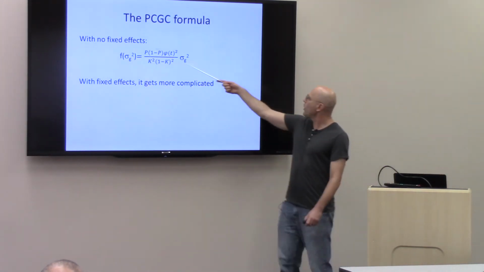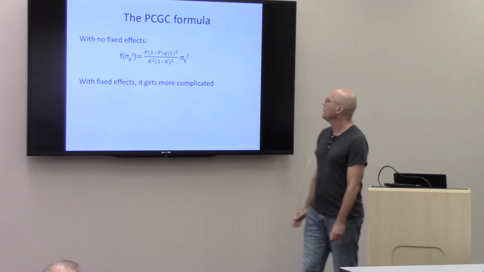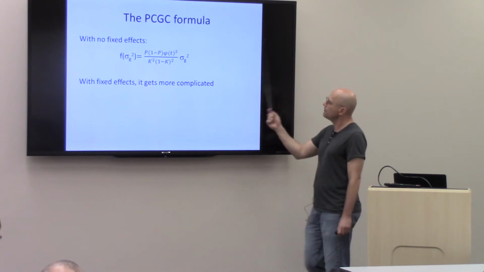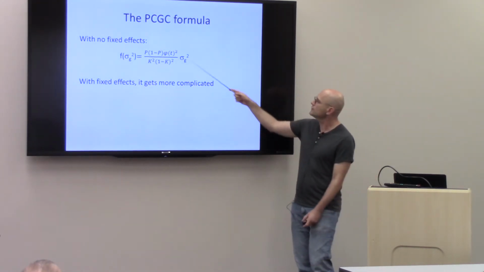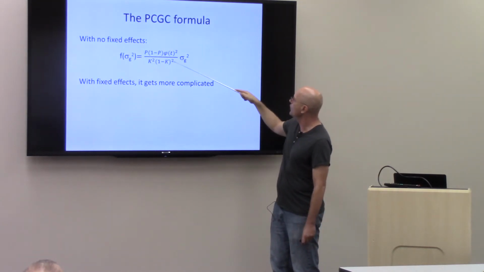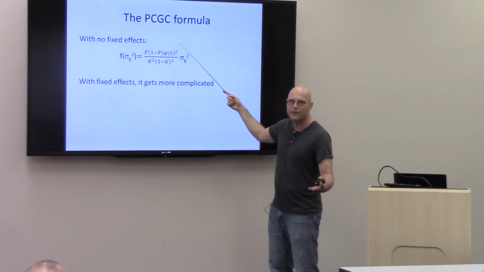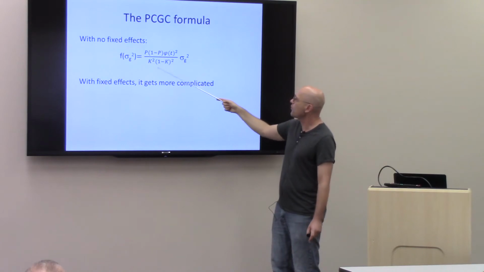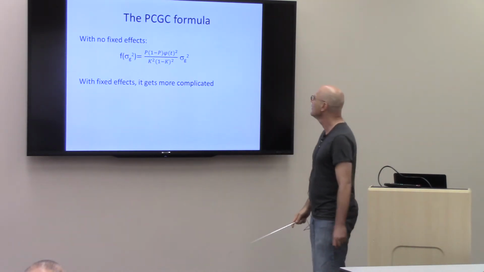This actually very well-known formula is what comes out when there are no fixed effects. And when there are fixed effects, or we need the second order term, it actually gets much more complicated. So this formula contains in it the proportion of cases in the population. K is the proportion of cases in the population, so this is like 1 in 1,000. And this is the proportion of cases in the study, so it's, let's say, 50% typically.